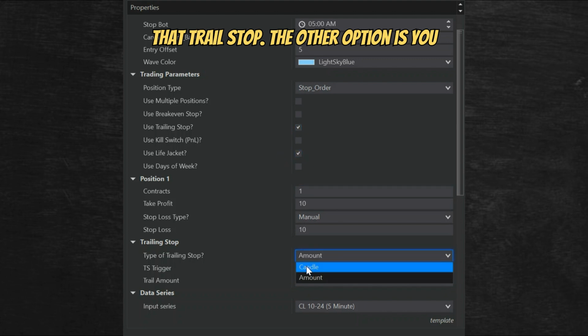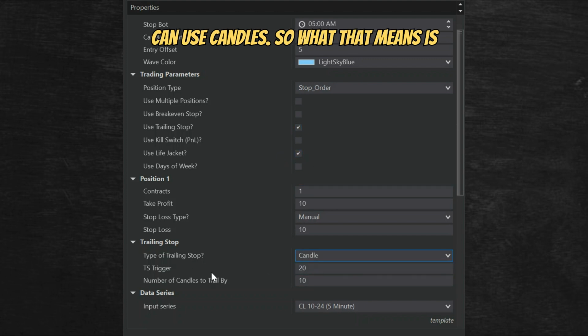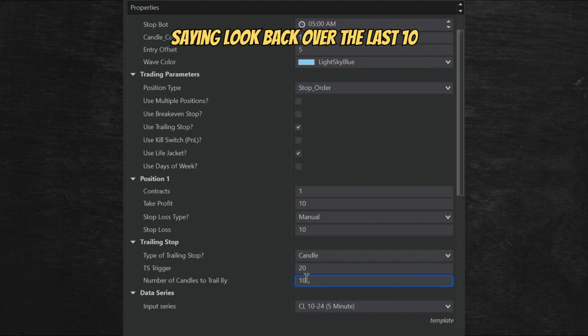The other option is you can use candles. It still has the same trigger, but this is saying look back over the last 10 candles and find the highest or the lowest point, depending if you're in a long or short position. If you're in a long position, it's finding the lowest point of those 10 candles and moving your stop loss to that, and it will just slowly follow up your position so you end up with a profit locked in.